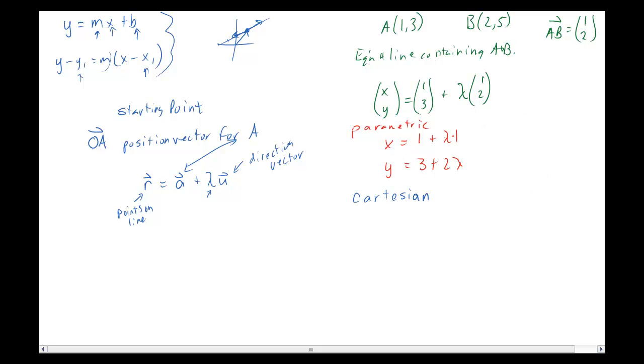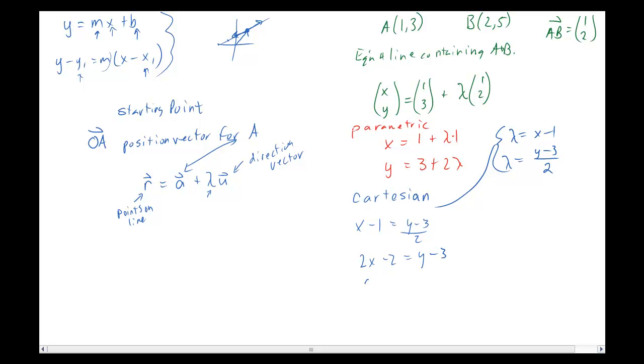And so to do that, we're going to solve for lambda. Here I'm going to subtract the 1, so I'll have lambda equals x minus 1. And here I'm going to subtract the 3, so I'll have lambda equals y minus 3, and of course it'll be divided by 2 there. And so then I've got both of them in terms of lambda. Then I'll put them together because they're both equal to lambda. So I'll go x minus 1 equals y minus 3 over 2. And then I can solve for y. I can multiply both sides by 2, and I'll have 2x minus 2 equals y minus 3.